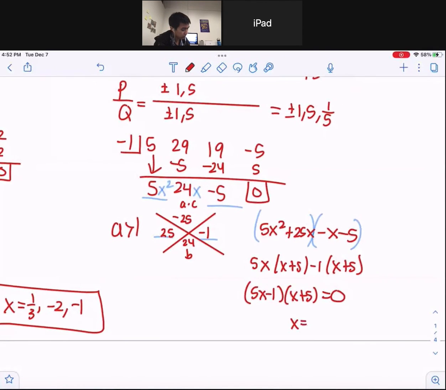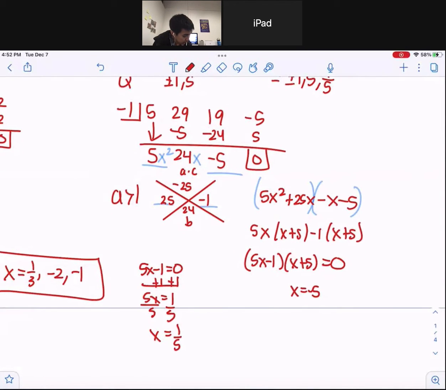Now this one, what value of x will make that whole thing go to 0? That would be -5. For this one, set that equal to 0 so we can isolate our x. Add 1 to both sides, divide both sides by 5. X is equal to 1/5. So x equals 1/5, x equals -5, and don't forget the x that we guessed correctly, which was x equals -1.